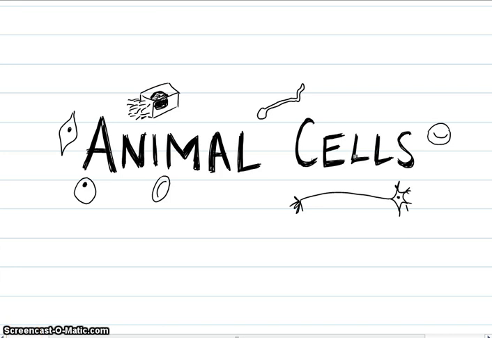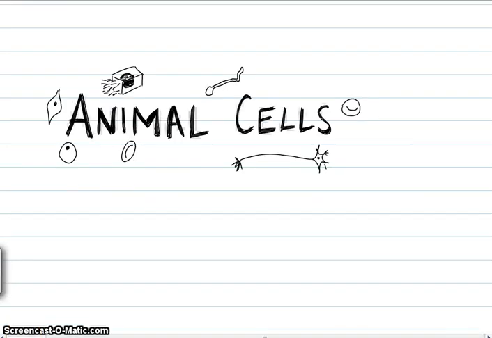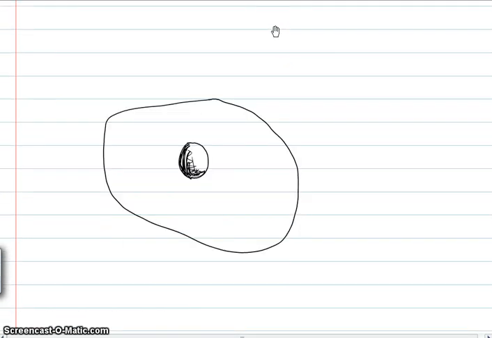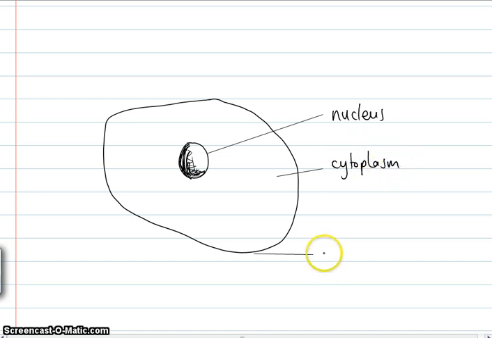So this is a lesson on animal cells. First of all, it's important to remember that an animal cell, much like the other cells, has three important features. We have a nucleus, cytoplasm, and of course, almost touching here, cell membrane.